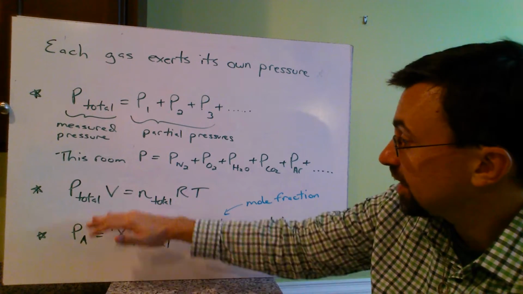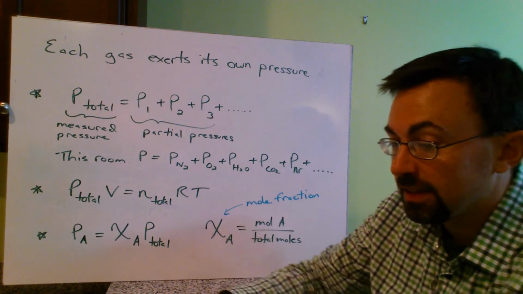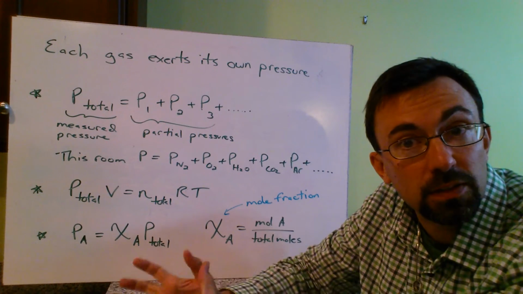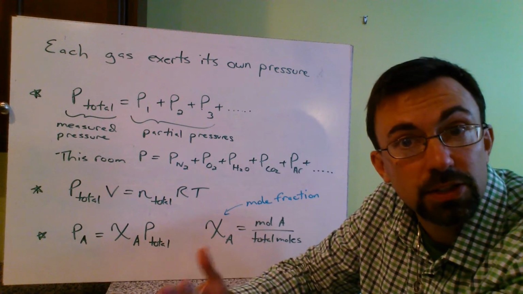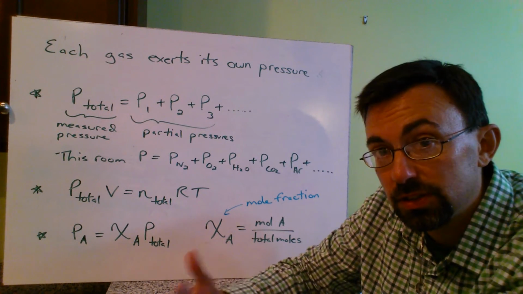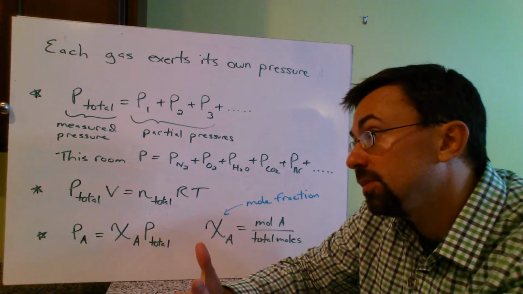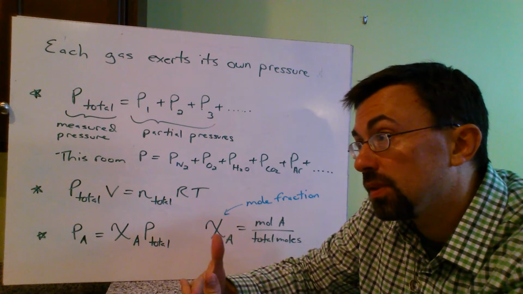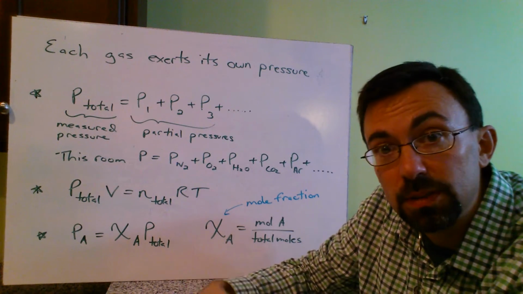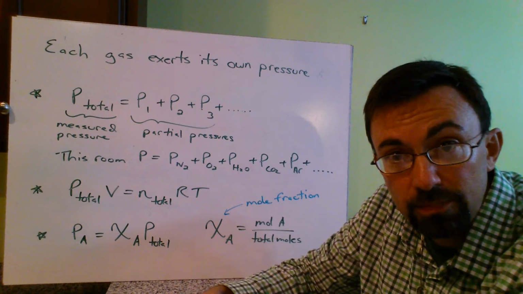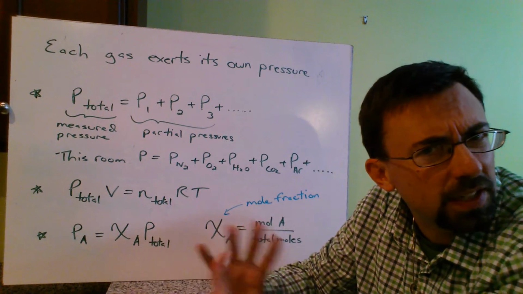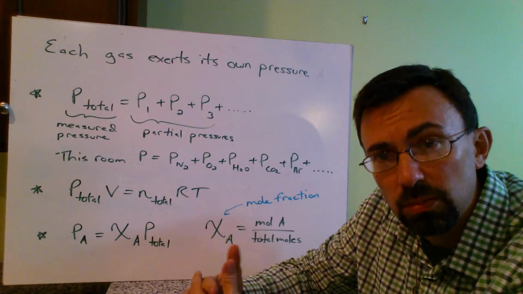And if we take this out another piece, what it's really saying is if 20% of the molecules in a room are nitrogen, 20% of the pressure is nitrogen. If 14% of the molecules are propane, 14% of the pressure is due to propane. So what is this percentage ratio type idea? It's called the mole fraction.